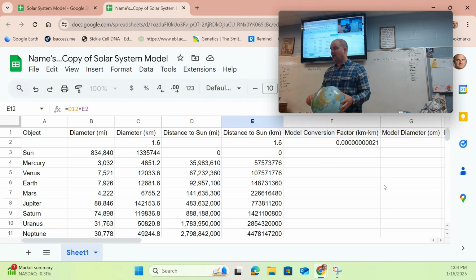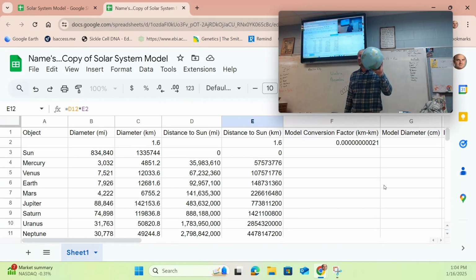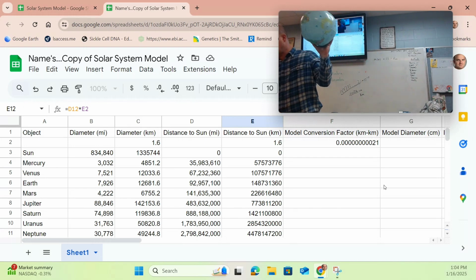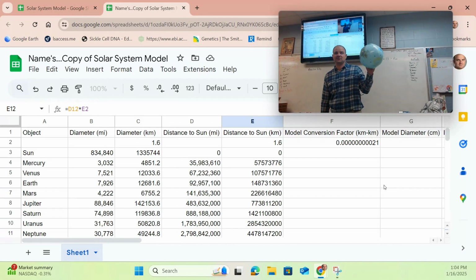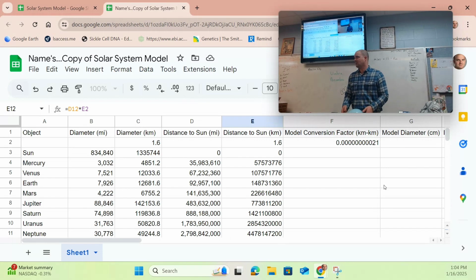Okay, what's next? I take a ruler, and I measure the diameter, and I get 28 centimeters. This has a diameter of 28 centimeters. Everybody follow my logic so far? Okay. I need a conversion factor, a number that I can multiply by all of those to get to the size of our model pieces. Does that make sense? You'll see.